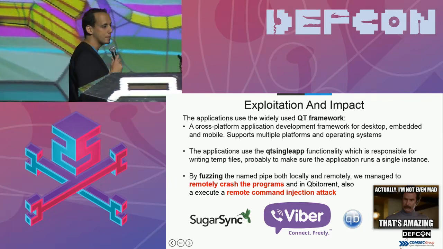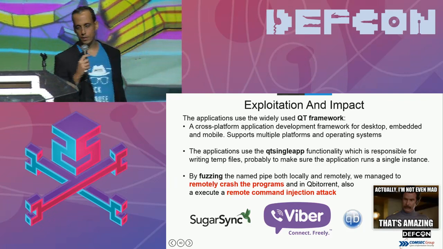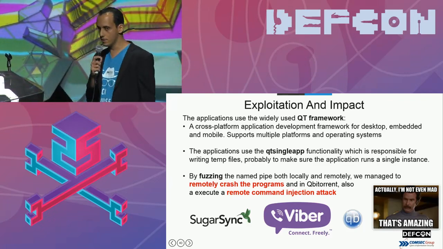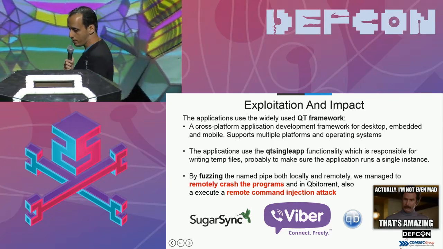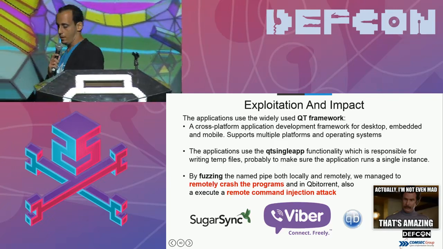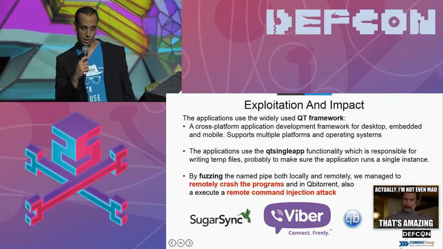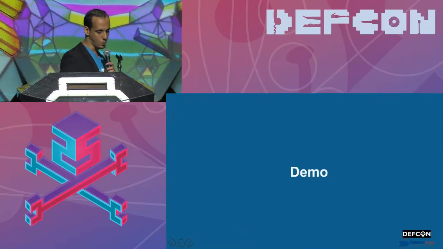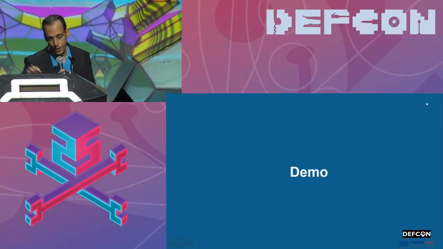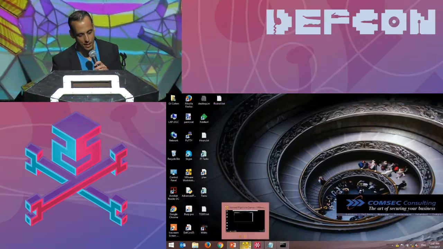So by fuzzing named pipes, we performed just a dumb fuzzing on this interface. We found a remote denial of service, or we could remotely crash the programs that I just showed you. And in QBittorrent, we were also able to perform a remote command injection, which I'm going to show you. So I'm now silently praying to the demo gods. If you know the prayer, just join me. I encourage you to.